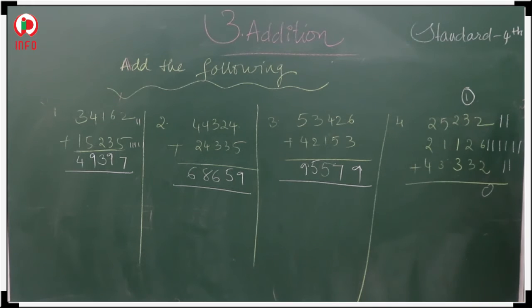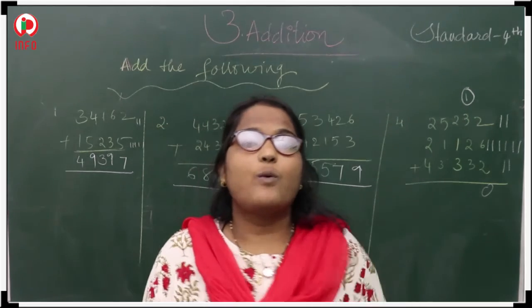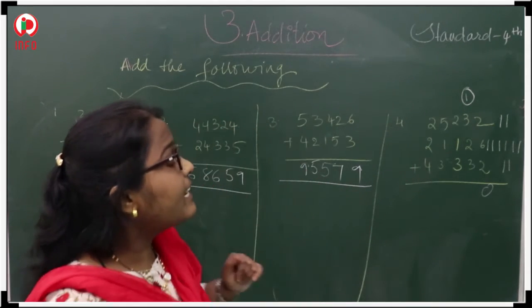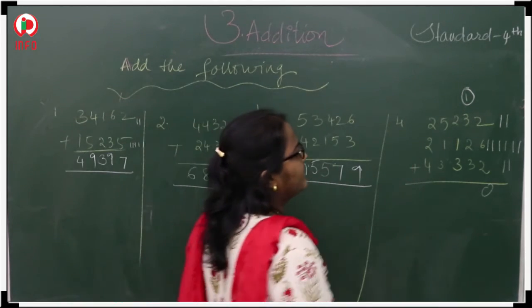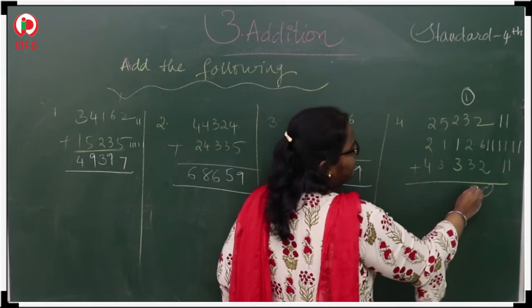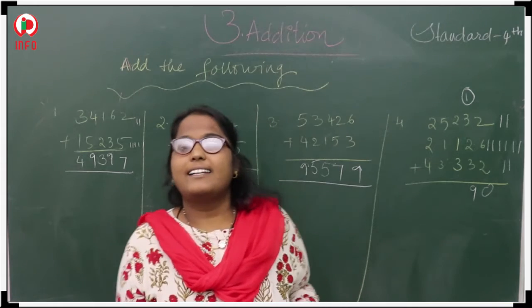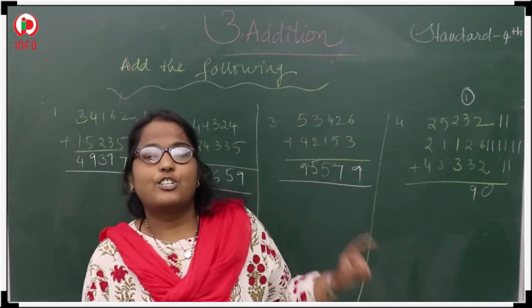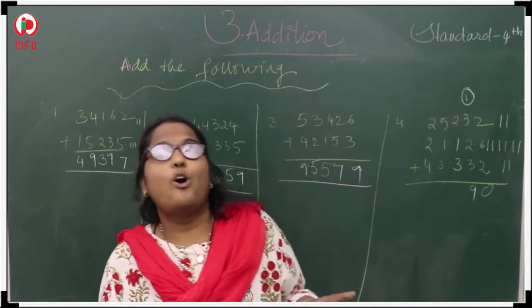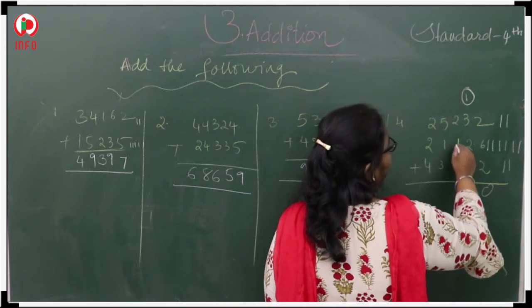Here he is using with regrouping, and here we are using the without regrouping also. Why? Because here we are taking the carry. Yes, 3 plus 3, 6, 7, 8, 9. Yes, children, some children will forget to add the carry. So you should add the carry also. Next. 2, 3, 4, 5, 6.